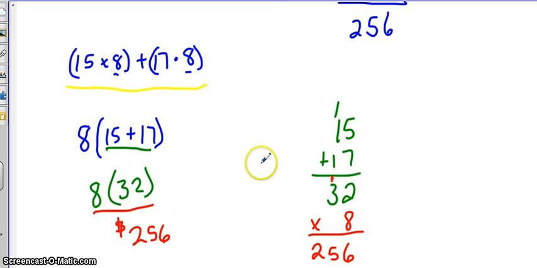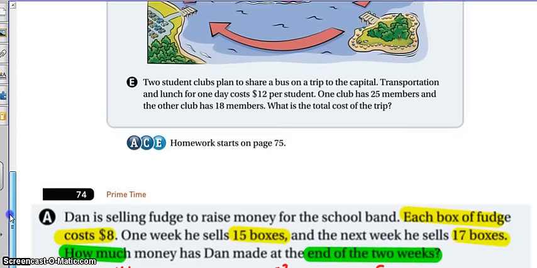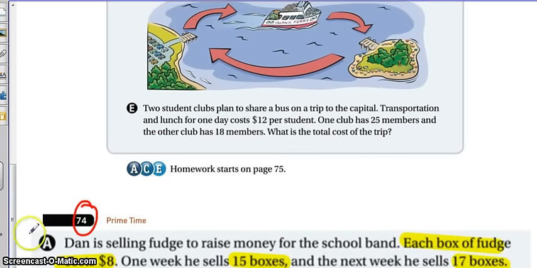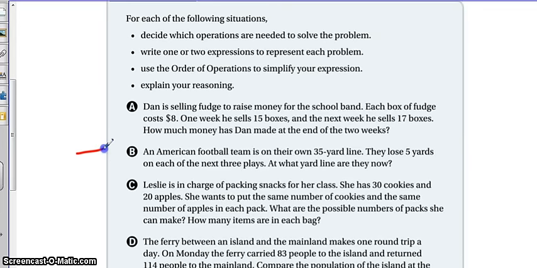If you need to watch this video again, please do so. I know it's a little bit on the long side, but it might be worth it if you're slightly confused. And again, please come to class with B done from page 74 in the book. You're going to be doing problem B about the American football team.